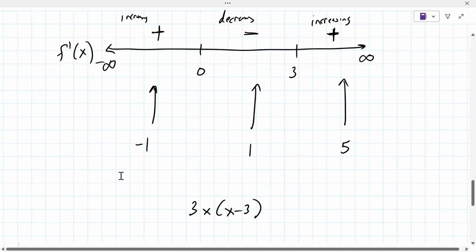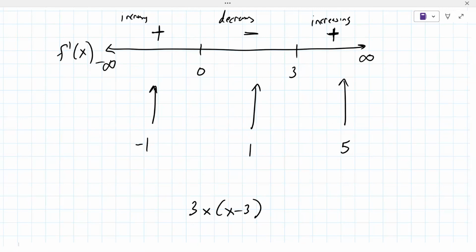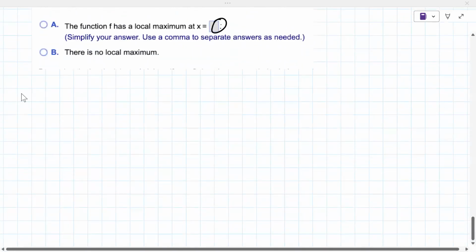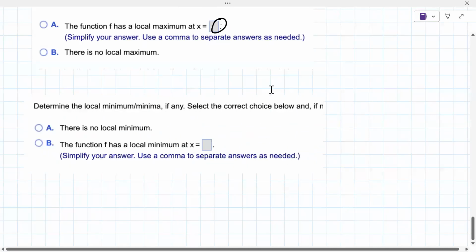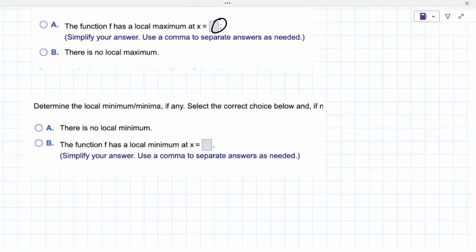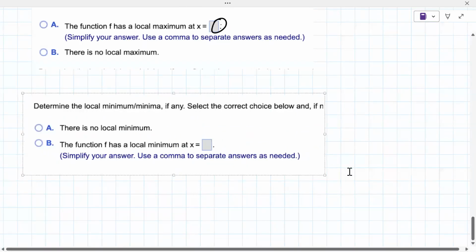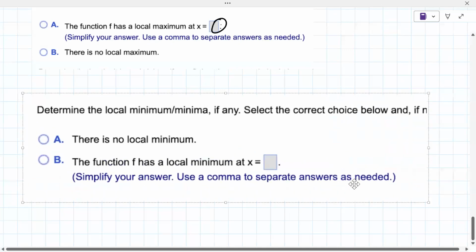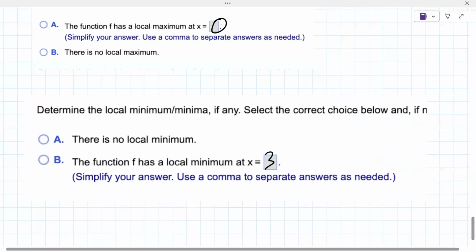So if you look at the sign chart again, see how it goes from minus to plus at 3, that's a min. One of the reasons I put these test points down here is so that you don't confuse them. After you test, you don't need to do that. So the local min is at 3, like that.